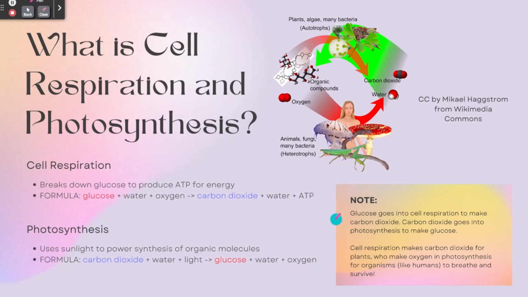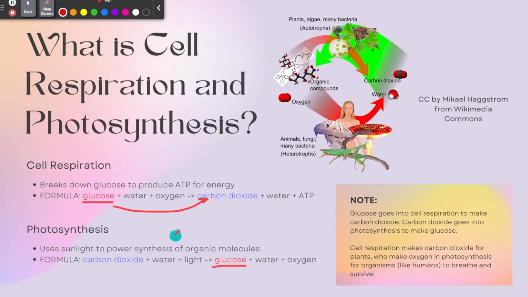My note here says that glucose goes into cell respiration to make carbon dioxide, and carbon dioxide goes into photosynthesis to make glucose. So essentially, the reactants of one equation can become the products of another equation. Glucose turns into carbon dioxide, and then in photosynthesis, carbon dioxide becomes glucose. Also in the note, it says cell respiration makes carbon dioxide for plants, who make oxygen in photosynthesis for organisms such as humans to breathe and survive.